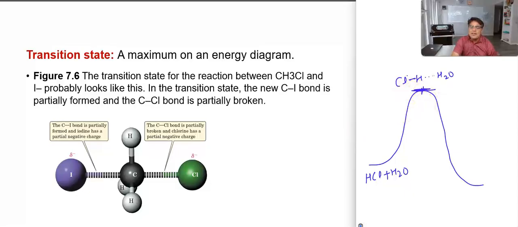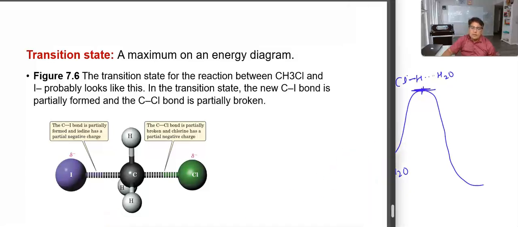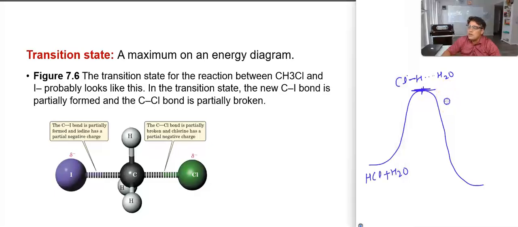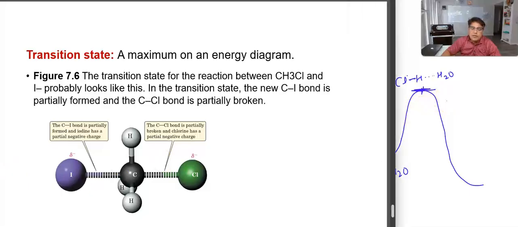You see that? Okay, iodine is here. You see, neither this bond is completely forming nor this bond is completely broken. So this scenario is hypothetical. However, this has the maximum energy, and that is the transition state. So let's see that the transition state is a maximum on an energy diagram. Where the maximum on the energy diagram is, that is the transition state. Okay, that's the transition state, maximum on the energy diagram.